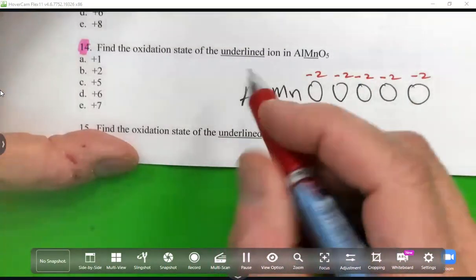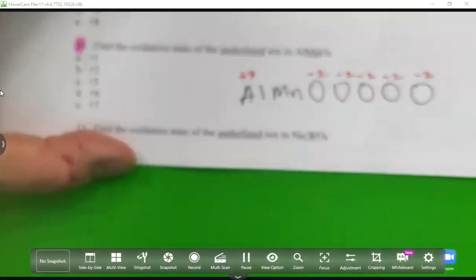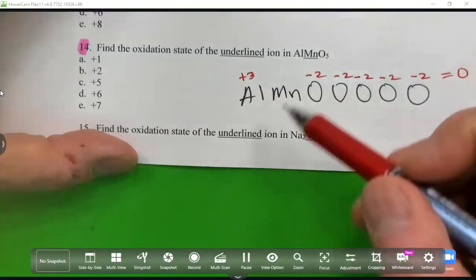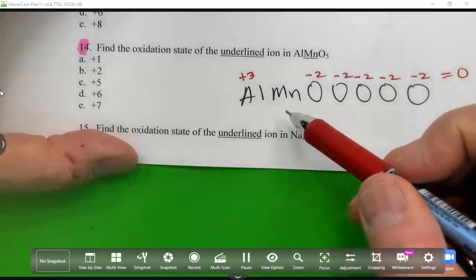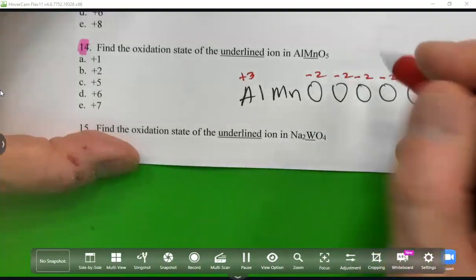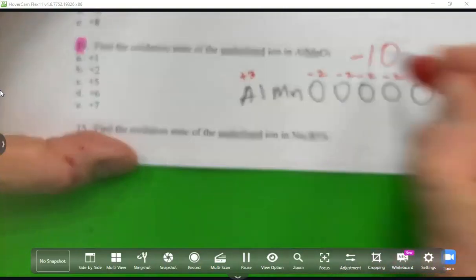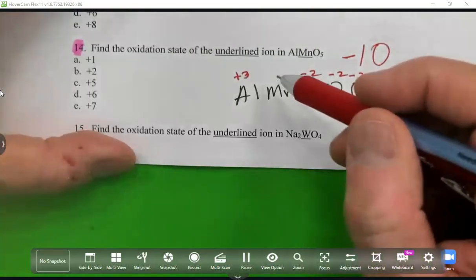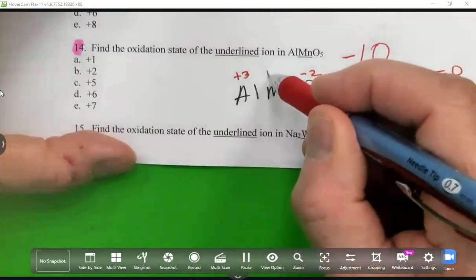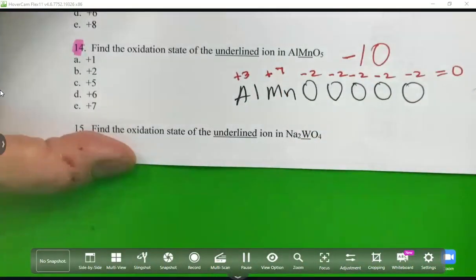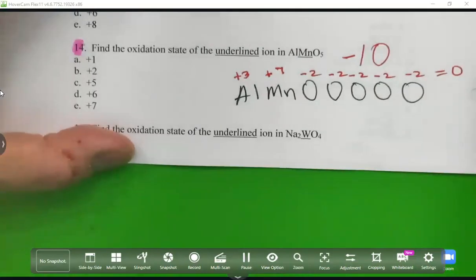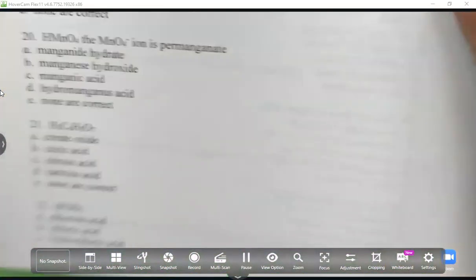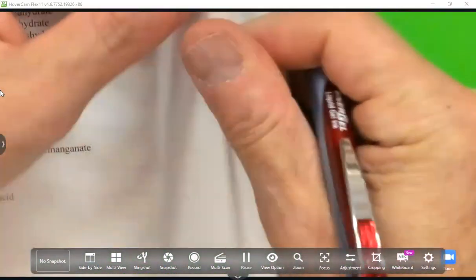Aluminum always, always, always is +3. If we got to get 0 out of that, what's my manganese? Well, this is total of minus 10. So I got to get a +10 total, so my manganese has to be a +7, it's going to give me my +10, right? +10 and -10. Okay, 14.